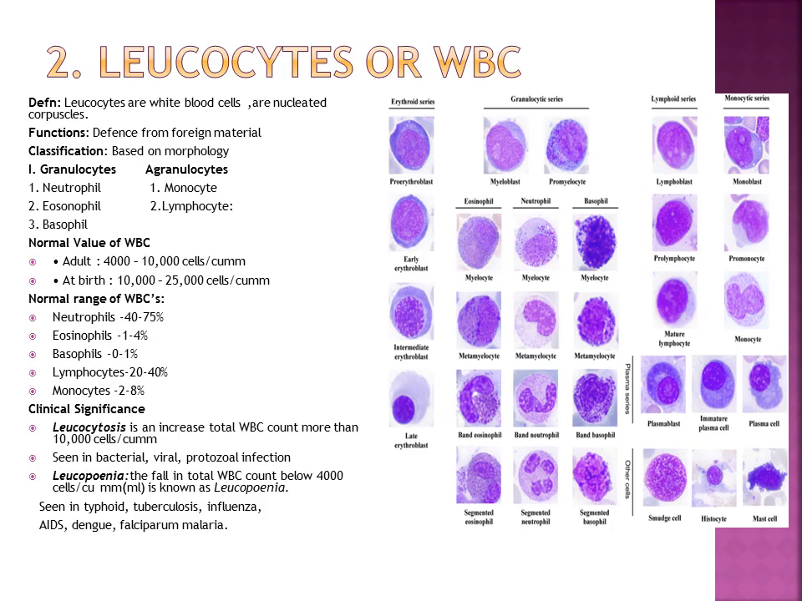If the WBC count is increased, it is called as leukocytosis, and it is seen in infections like bacteria, virus, protozoa or fungal infection. If the WBC count is less than the 4,000 cells per cubic millimeter, it is called as leukopenia. It is seen in typhoid fever, tuberculosis, influenza, AIDS, dengue, falciparum malaria. So chronic conditions you can see leukopenia, and acute condition you can see leukocytosis.